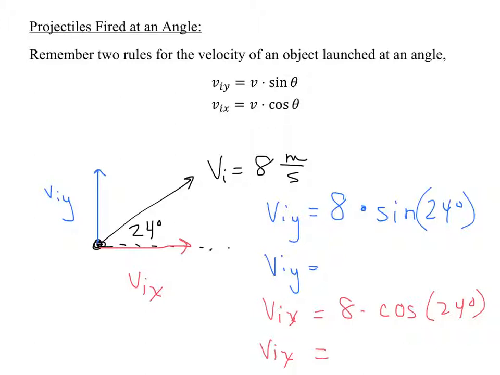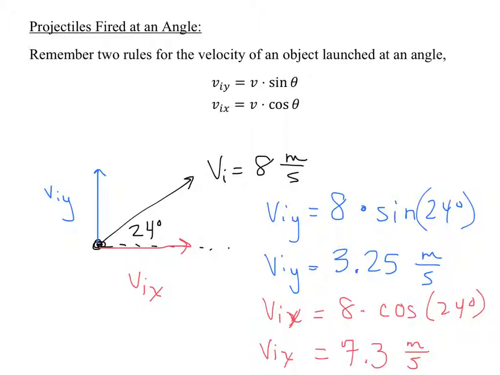So what do we get for VIY when you type in 8, Josh, times the sine of 24? 3.25. All right? And I saw Marianne. Marianne, can you give me the VIX? That's okay. No, take your time. I saw you for the last one, so I knew you had it. 7.3.